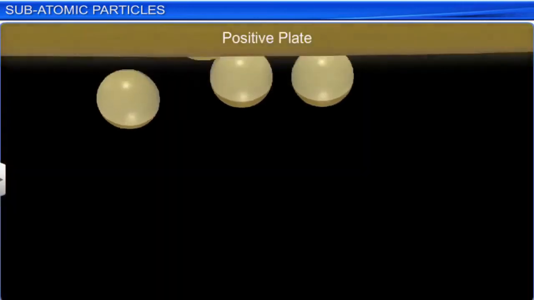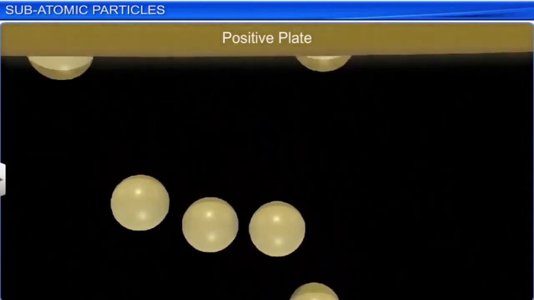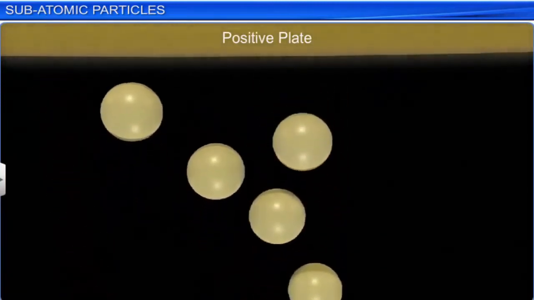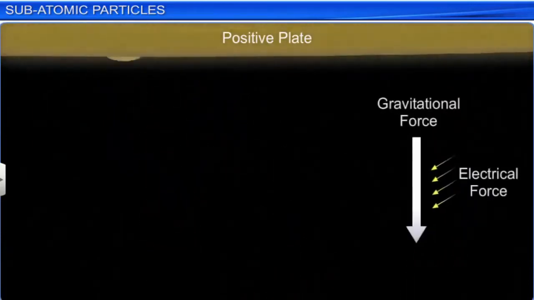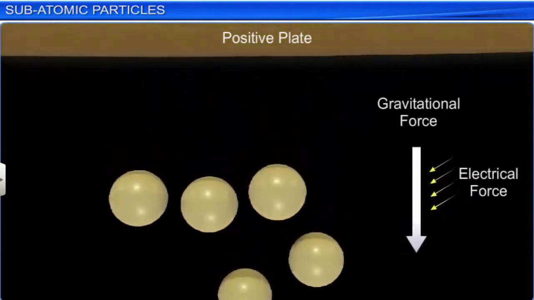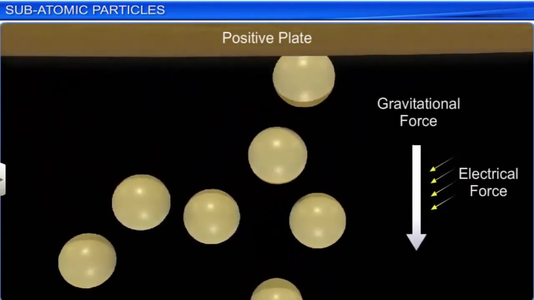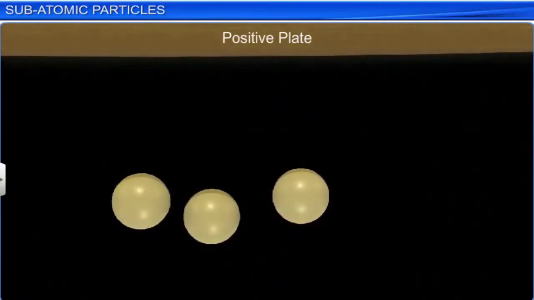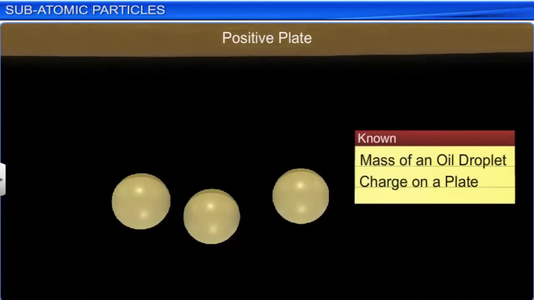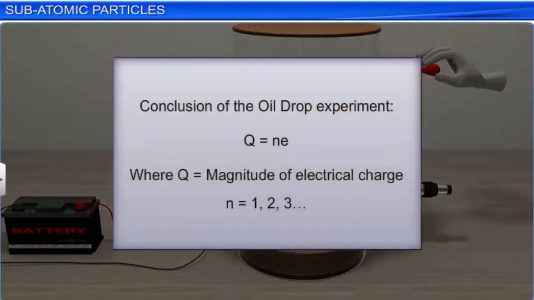On applying voltage to the upper positive plate, the charged oil droplets got attracted towards it against gravitational and electrostatic forces. Millikan then varied the voltage to strike a balance between the acting forces and to make the oil drop stationary. He then calculated the charge on the droplet from the mass of an oil droplet and the charge on the plate. He found that the magnitude of electrical charge, Q, on the droplets is always an integral multiple of the electrical charge e. That is, Q is equal to ne.